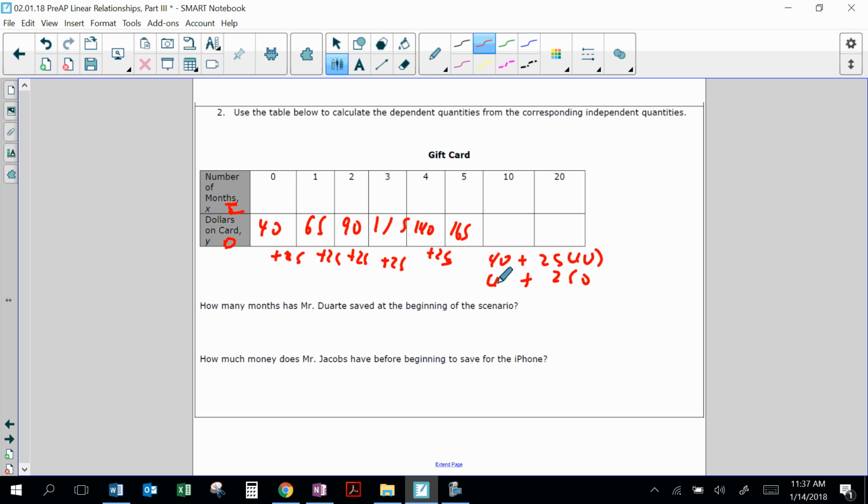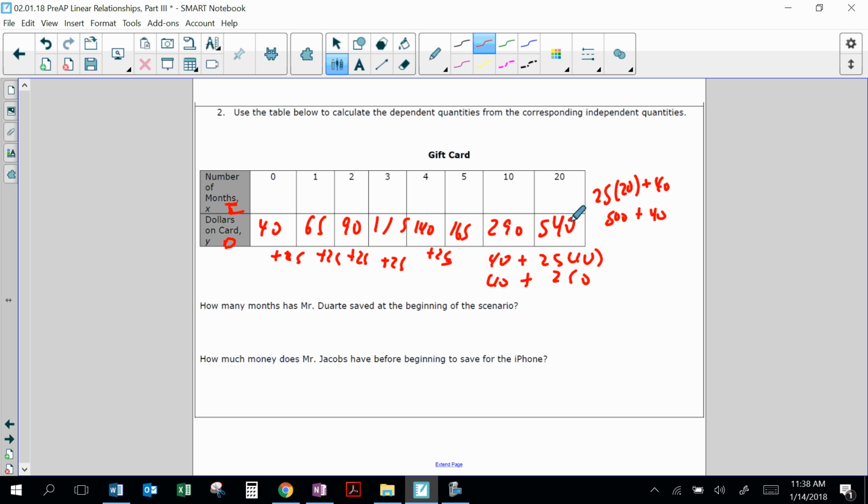Plus the $40 he's saved, that's 290. What about the 20th month? He saves $25 every month, and if he saves for 20 months, that'll be $500. But then he has a starting amount of $40 on the gift card, so $540. Hey, we're done. We answered our question. The answer is 20 months. It takes 20 months to save $540.